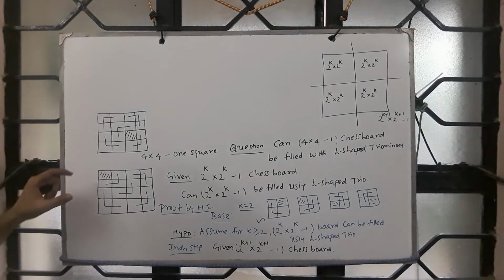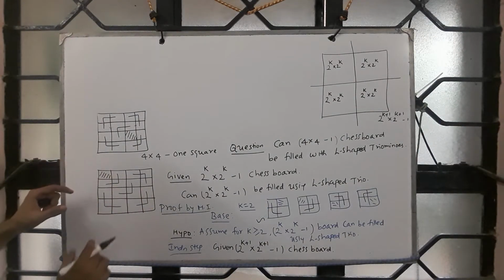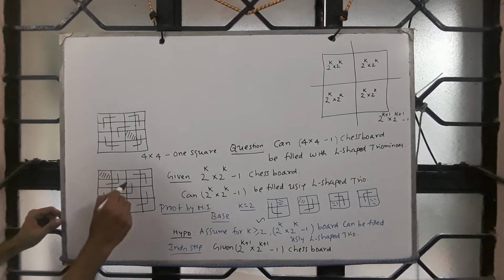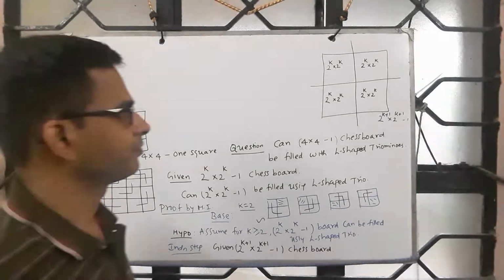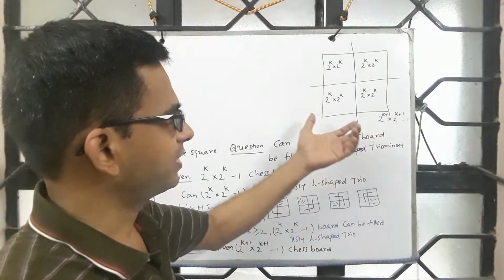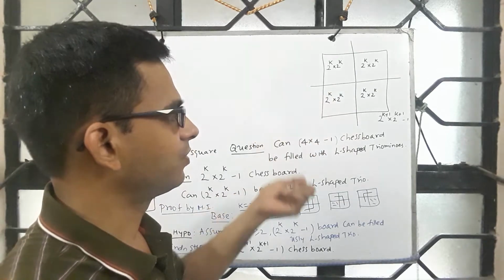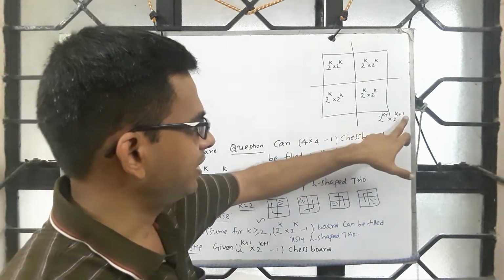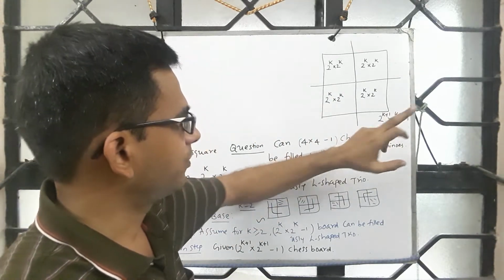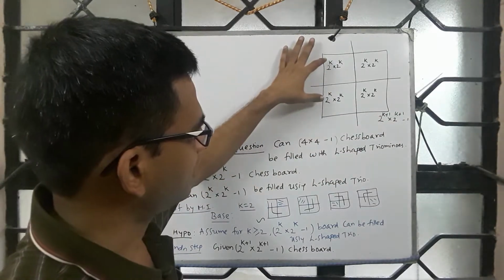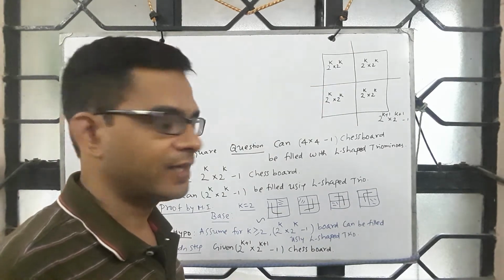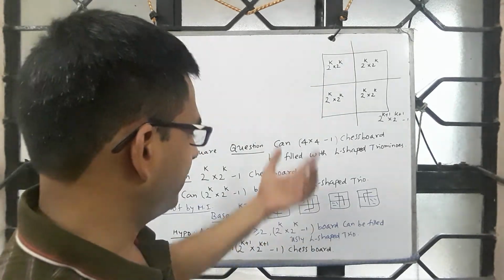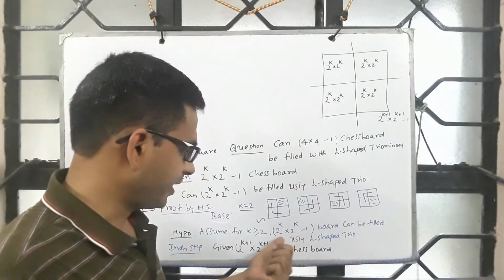For example, you take this 4 cross 4; this can be visualized as 4 copies of 2 cross 2. Similarly, 8 cross 8, you can see it as 4 copies of 4 cross 4. So in general, 2^(k+1) cross 2^(k+1) can be visualized as 4 copies of 2^k cross 2^k. Correct? Why am I doing it? Because I want to bring in the hypothesis.